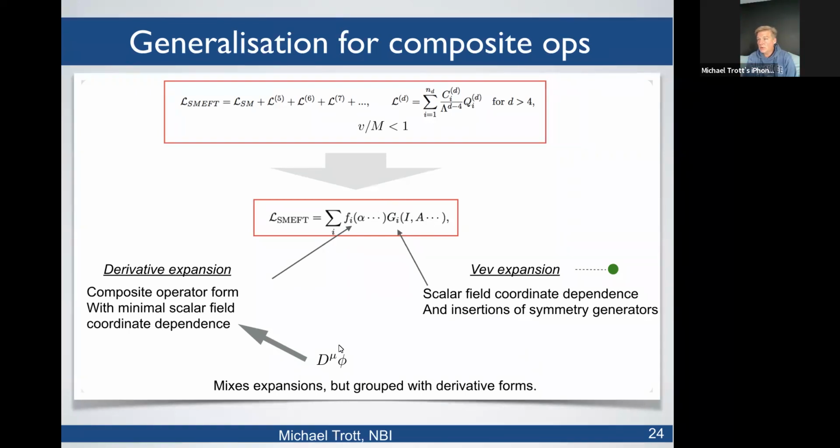Now, when you do this sort of reorganization, you have to decide how to think about the derivative acting on a scalar field. And that is a mixed term in the expansion because it has to do with the VEV and it also has to do with the Lorentz indices. And we group it with this derivative expansion here for reasons that you'll see in a moment. This is the reorganization that we're doing in the Geometric SMEFT.